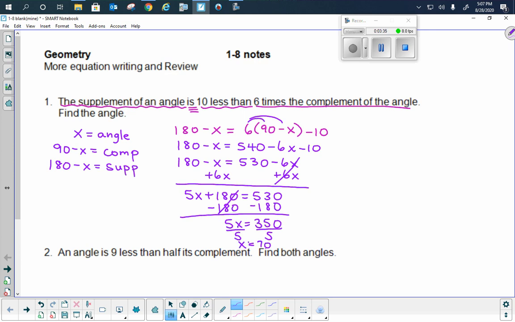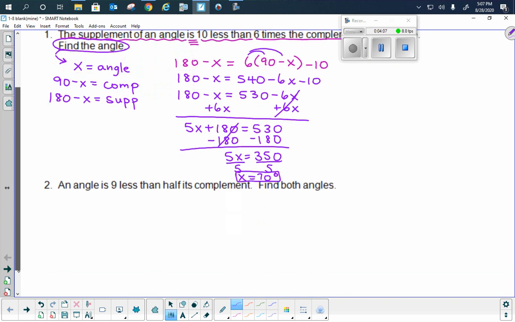70. Okay. I need to go back as always. I'm not going to box that until I read. That might be my answer. That might not be my answer. Depends on what they're asking me. So in this question, it does say find the angle. Well, guess what? Looking right there at the definition, X is the angle. So I will just go ahead and say degrees and box it, and X actually is 70 degrees. All right, number 2.